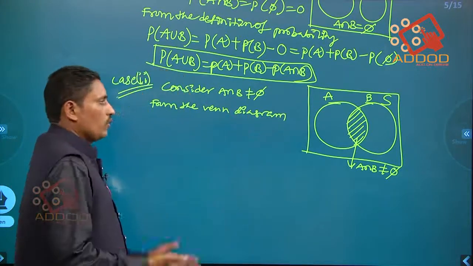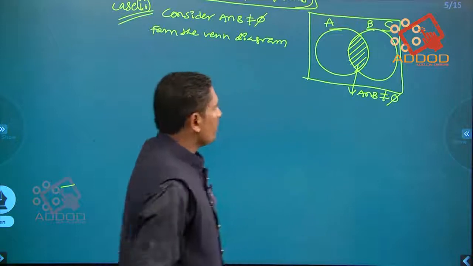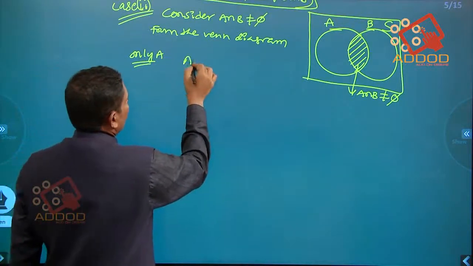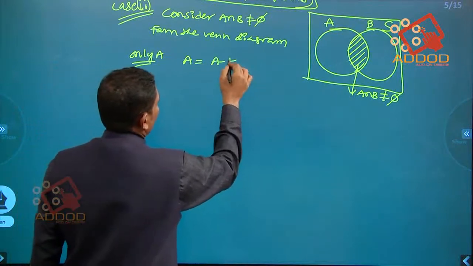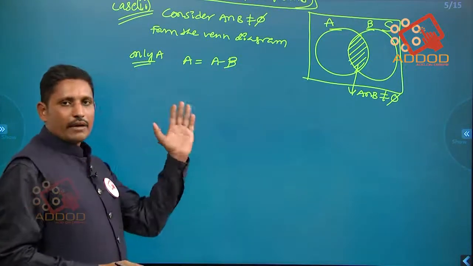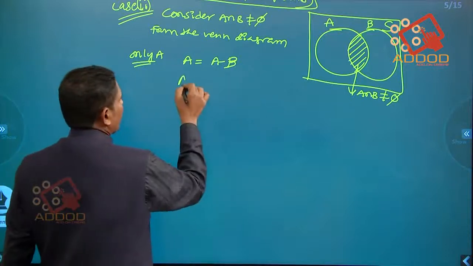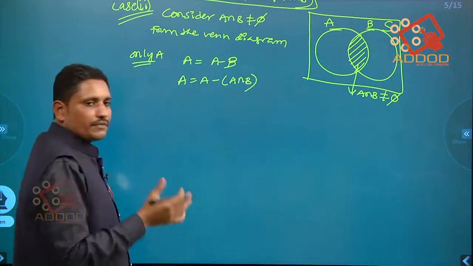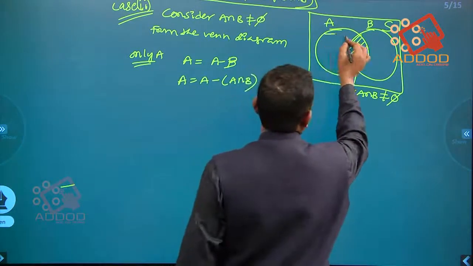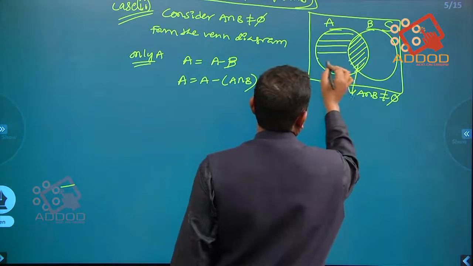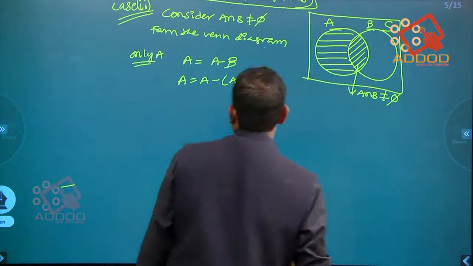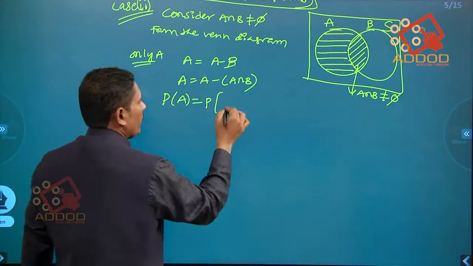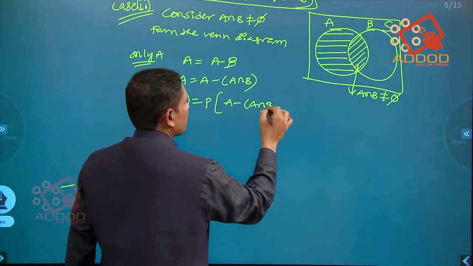From the Venn diagram, I can take either only A or only B. I take only A. Only A is nothing but A minus B. Here simply I can write A minus A intersection B, that is the complete figure of A. This is only A. So that means I can apply probability on both sides. P of A is equal to P of A minus A intersection B.